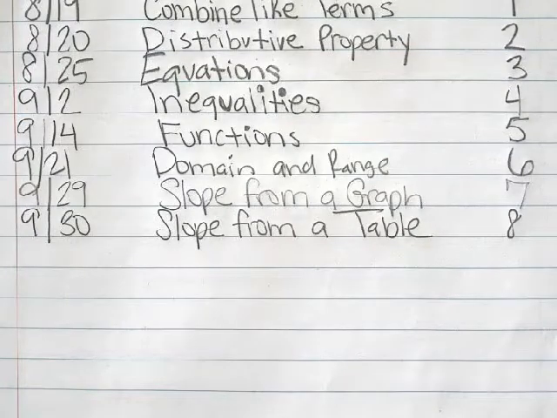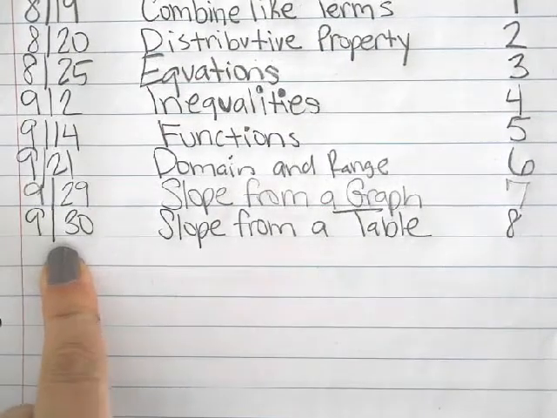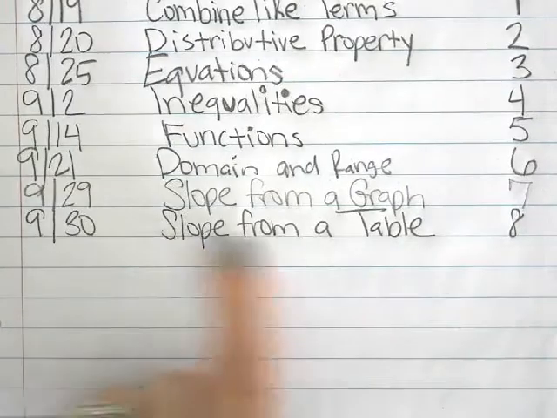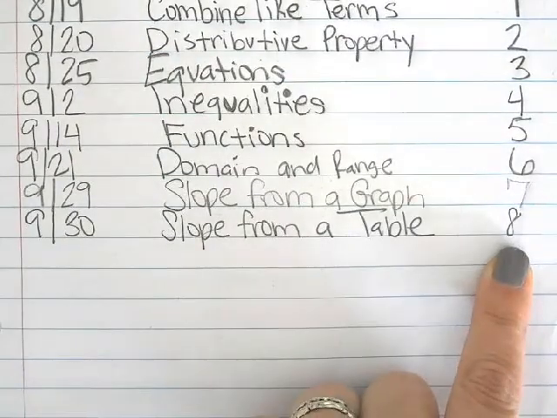Right, so today we're going to be talking about slope from a table. If you're a virtual student, your date is going to be a little bit different. It's going to be 10-1, slope from a table, and we are on page 8.